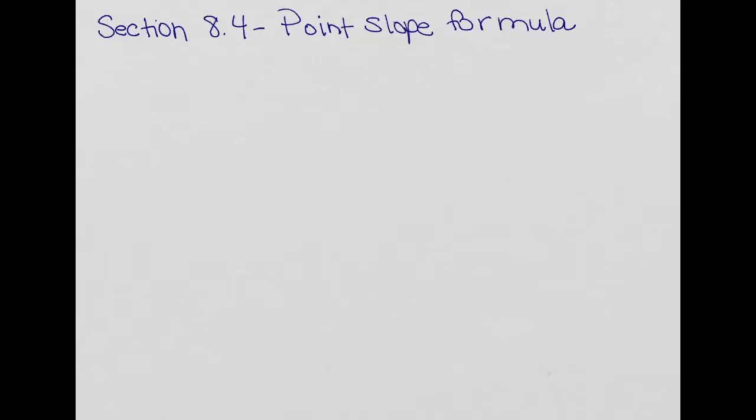Okay, on section 8.4, we are using the point slope formula, and this is on the formula sheet. It's y minus y sub 1 is equal to the slope times x minus x sub 1. And as I mentioned, we know that m is the slope.